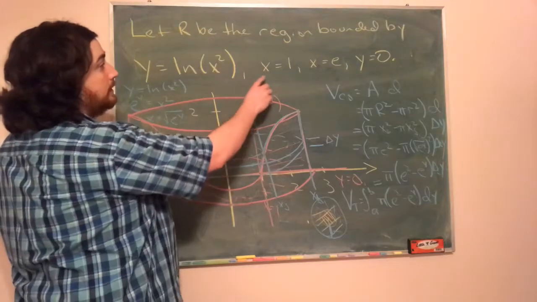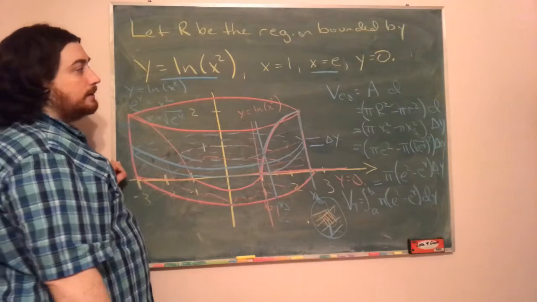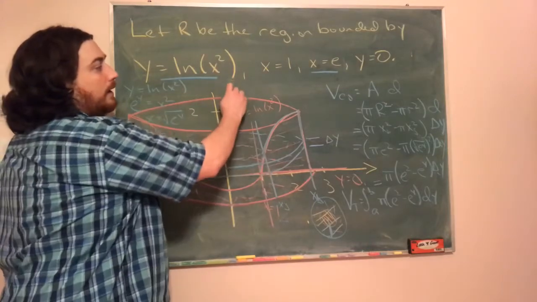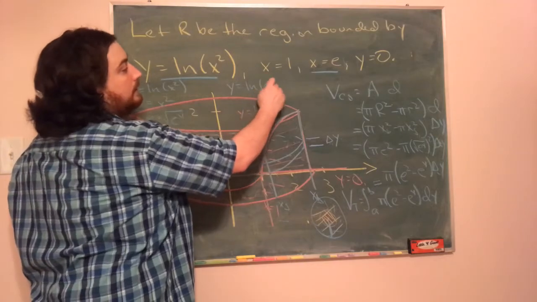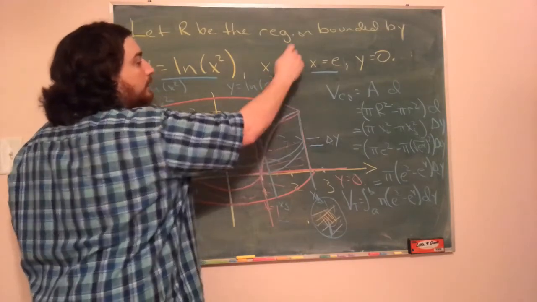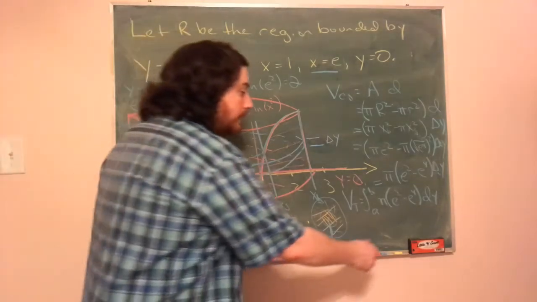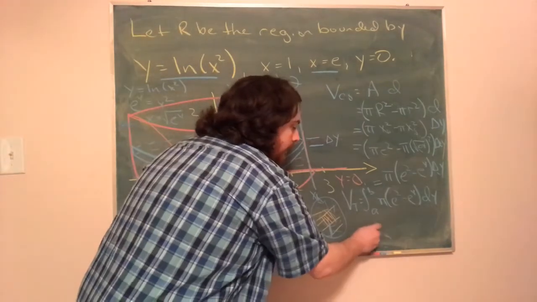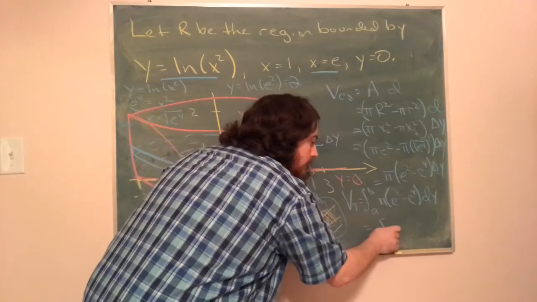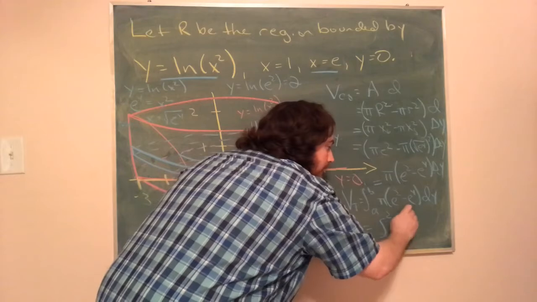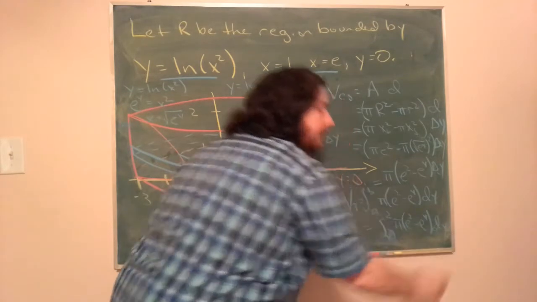And so what we get is it's the intersection of y equals natural log of x squared and x equals e. So if we let those two be equal, what we get is y is equal to natural log of e squared. So we get y equals 2. Therefore, if we want to find the total volume, we're going to integrate from 0 to 2 of pi times e squared minus e to the y dy.